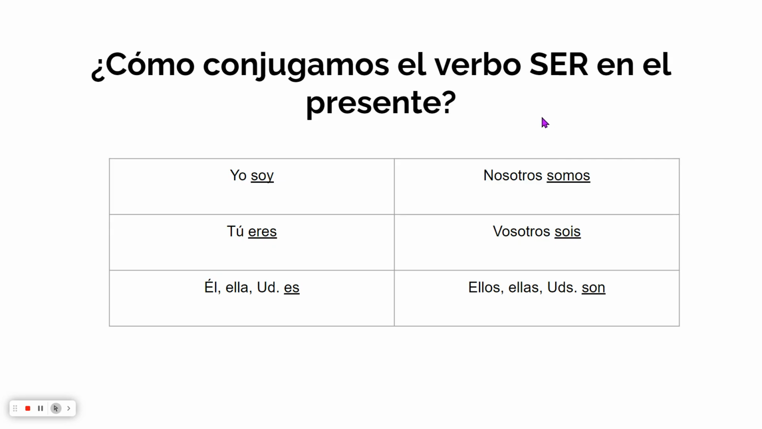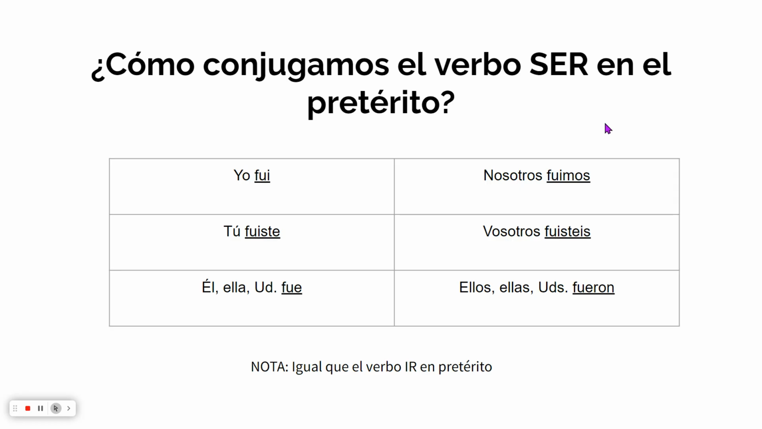So first things first, you need to make sure that you write down las conjugaciones del verbo ser en el presente. This is an irregular verb in every single tense that you're going to see, except for really the conditional and the future later on this year. Ser is almost always irregular. We have yo soy, tú eres, él, ella, usted es, nosotros somos, vosotros sois, and ellos or ellas or ustedes son.